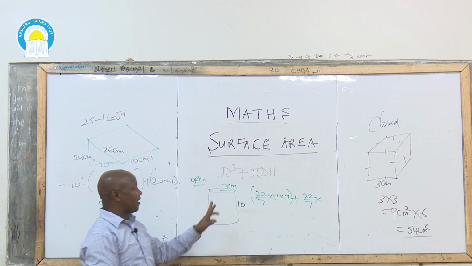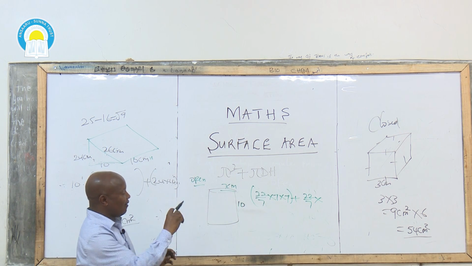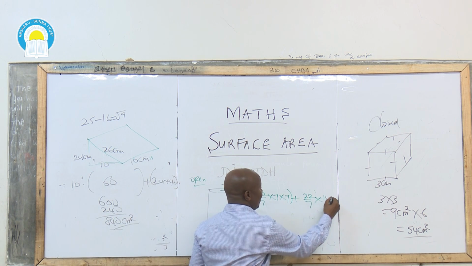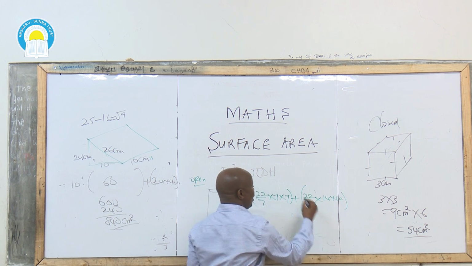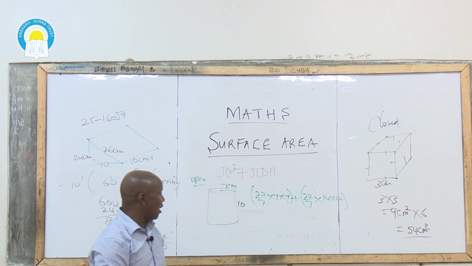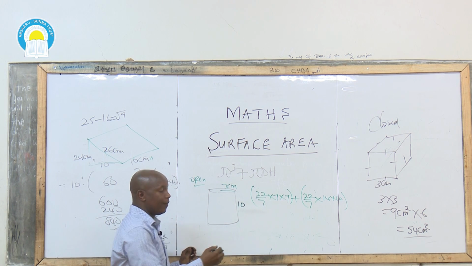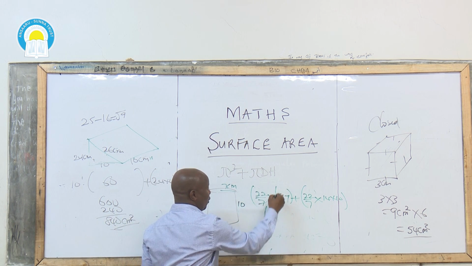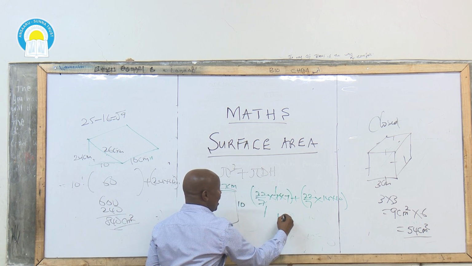Class, if the radius is 7, that means the diameter is 7 multiplied by 2, which is 14. Then you multiply by 10. Then you add the 2 answers, then you get the answer. In our case here, you simplify where possible. We have 7 over 7, 1, 7 over 7, 1. 22 multiplied by 7, you get 154.